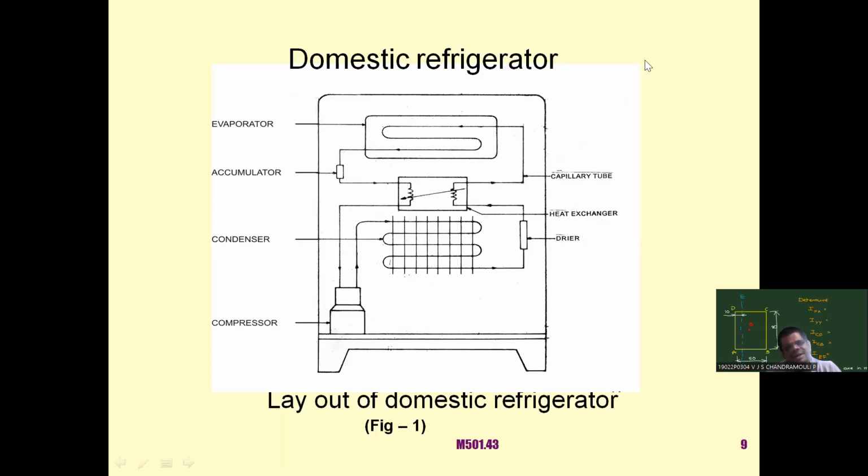Now observe various components in this refrigerator, and the compressor is located at its bottom. If you go to your refrigerator and observe at its back, then you can see this compressor which is there at the bottom, and there are two lines from this compressor. One is the suction line and the other one is the discharge line, and the suction line comes from the evaporator, and this evaporator is located at the top.